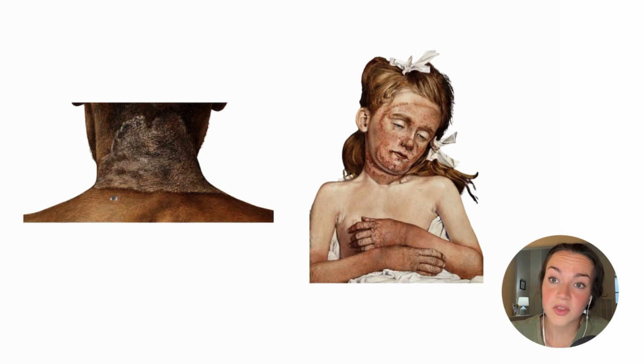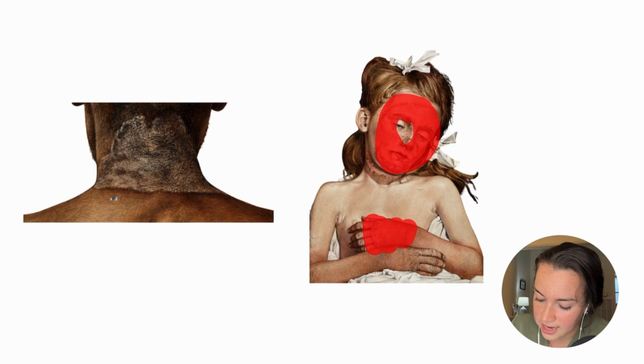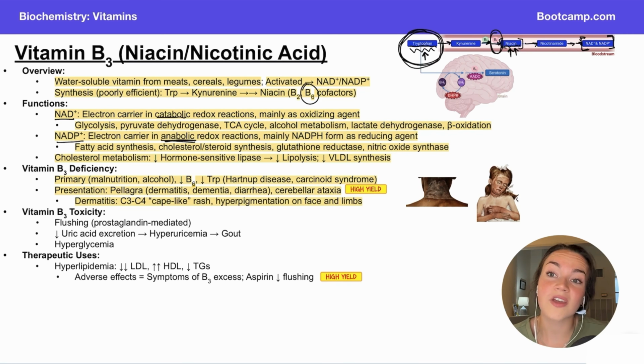And we did already talk about this in our tryptophan metabolism video, so you've seen these images before, but here is that cape-like rash affecting the C3, C4 dermatomes. And you can see this picture of this girl over here. She has it too, as well as findings on her face and hands. Again, the video on tryptophan, niacin, and serotonin is going to give you a really great, even more in-depth explanation of all of these things.